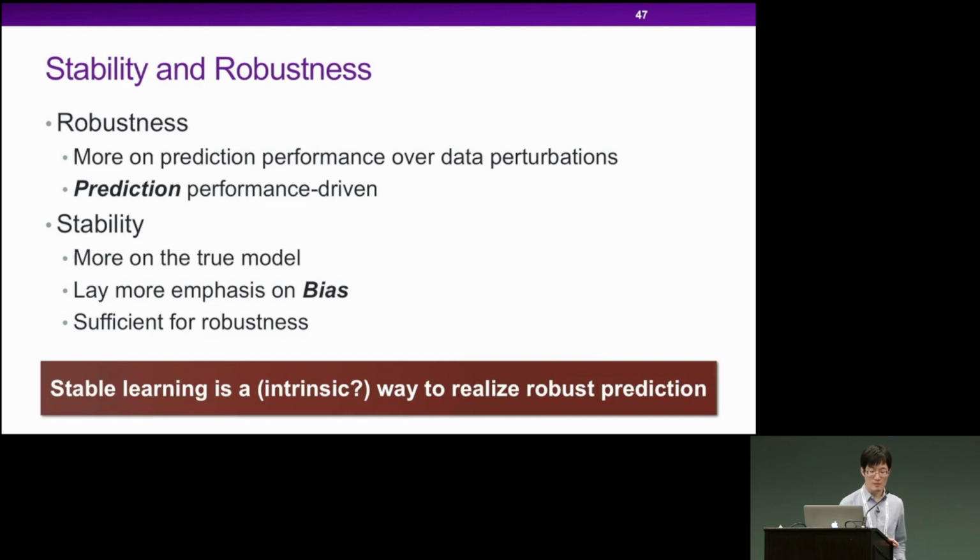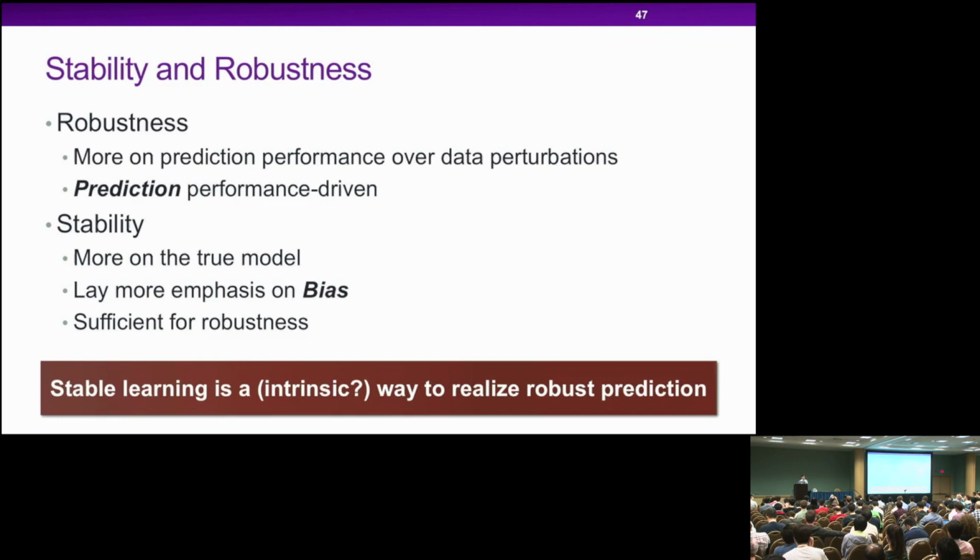So we think that stable learning is a way to realize robust prediction, and maybe a more intrinsic way to realize robust prediction. Because in many robust learning methods, we don't have the concept of the true model. For example, in adversarial training, we just simulate different kinds of data augmentation and data perturbations, and then we learn a set of parameters that is stable in this kind of perturbed data, right? But in stable learning, we focus more on how to estimate the true model, okay?